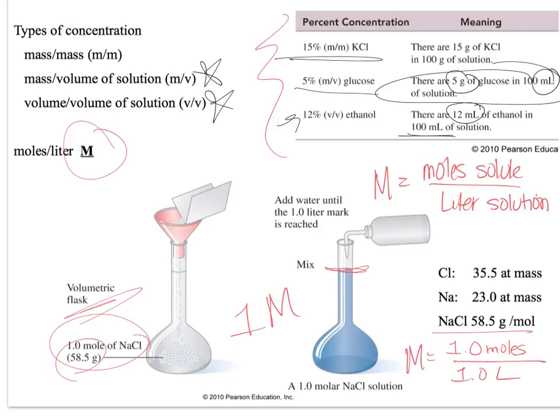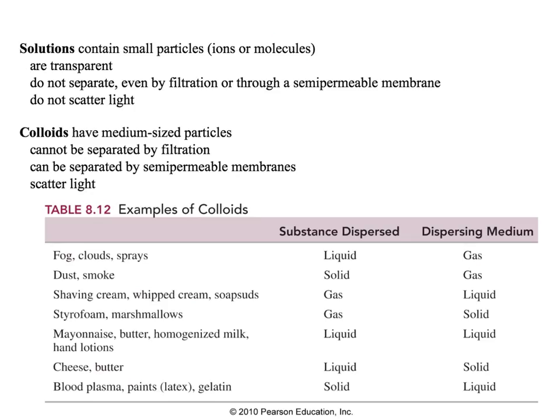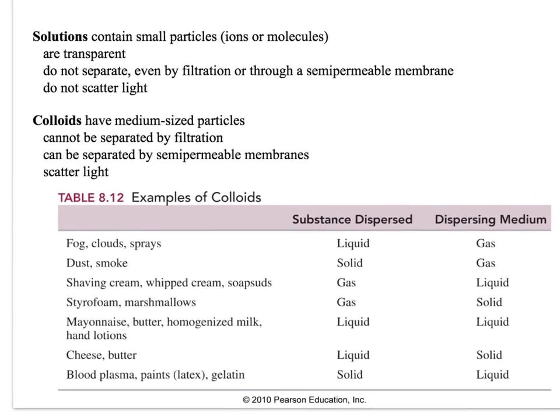Now, where did the 58.5 come from? Well, molar mass. Do you remember how to get the molar mass? It's right here. Sodium is 23 grams per mole. The chloride ion or chlorine is 35.5. So add it up, 58.5. So solutions, what we've been talking about, they contain small particles like ions, like sodium chloride ions, or molecules like sugars. They're transparent.